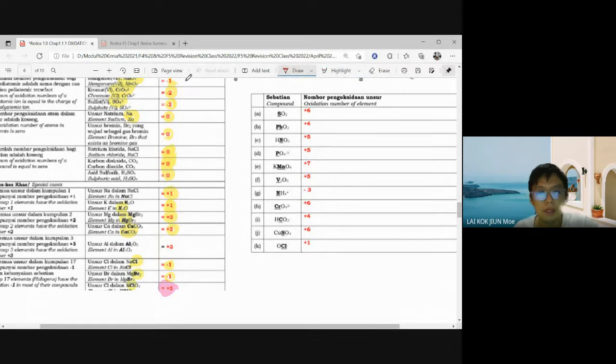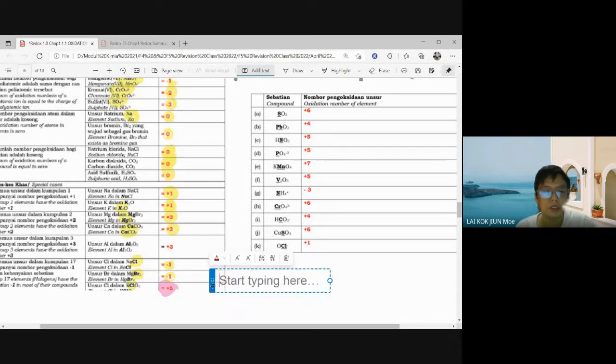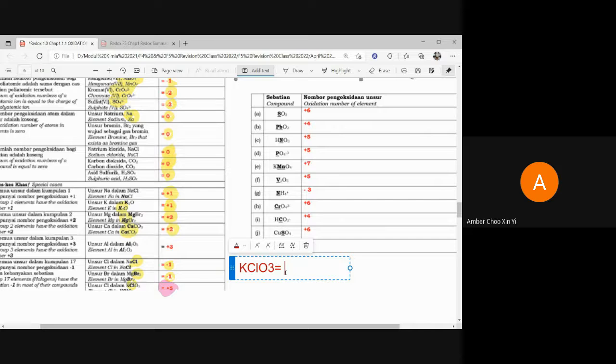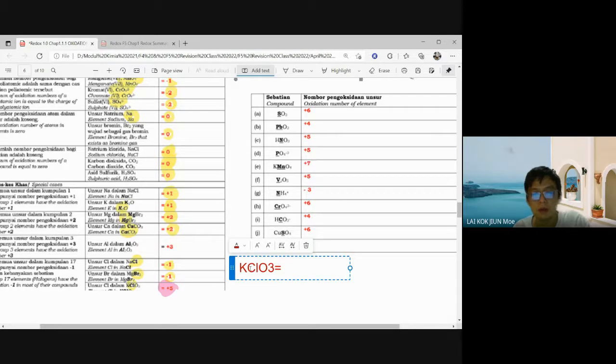So for example, we can do the calculation. Kalau you nak make sure Cl ni berapa charge, Amber, you can do the calculation, right? Like this. Sama dengan berapa charge? Whole thing. KClO3 equal to how many charge? The whole thing, the whole compound. The whole compound got any charge here? 0. How many charge? 0 charge, very good. Because we say nothing, they write nothing, that means 0. Kalau dia ada tunjuk negatif, baru -1.